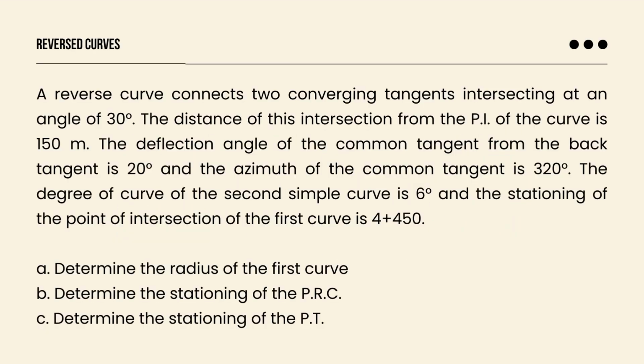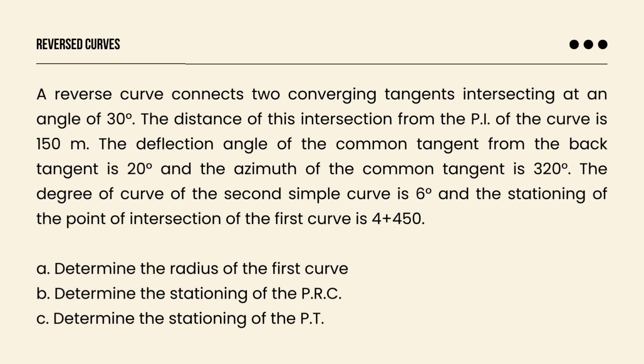Now let's move to reverse curves. A reverse curve connects two converging tangents intersecting at an angle of 30 degrees. The distance of this intersection from the PI of the curve is 150 meters. The deflection angle of the common tangent from the back tangent is 20 degrees, and the azimuth of the common tangent is 320 degrees. The degree of the curve of the second simple curve is 6 degrees, and the stationing of the point of intersection of the first curve is 4 and 450.